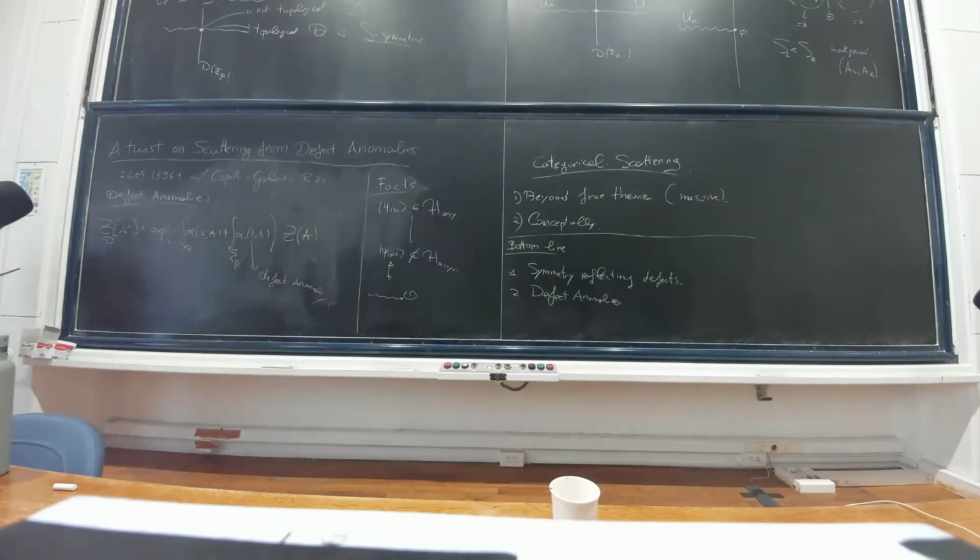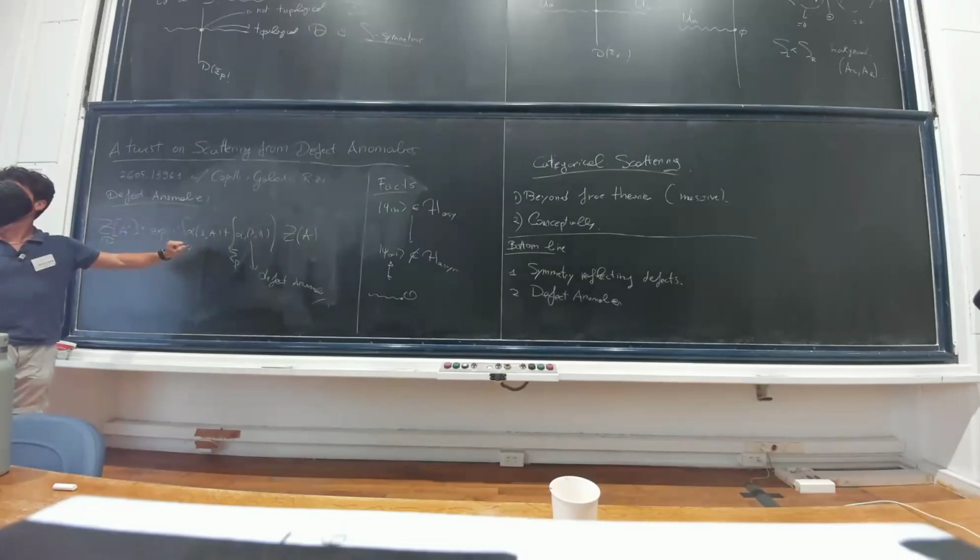Good. If there's a bulk anomaly and a defect anomaly, is there an ambiguity in separating them, because you can make some redefinitions that shift them? I don't think so. They are of different dimensionalities. It depends on the dimensionalities. So probably if this is dimension 1, it can happen, maybe because you can reabsorb it with a counterterm.